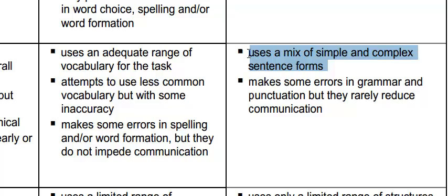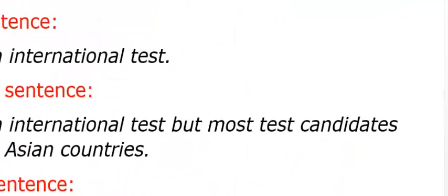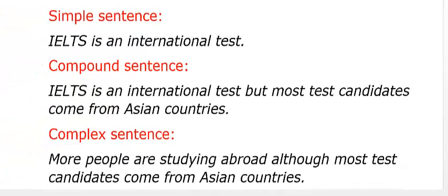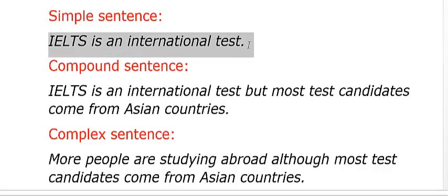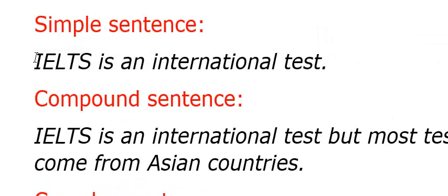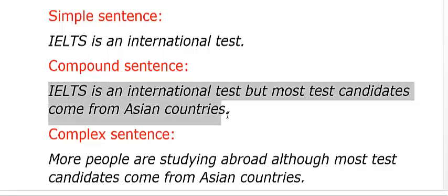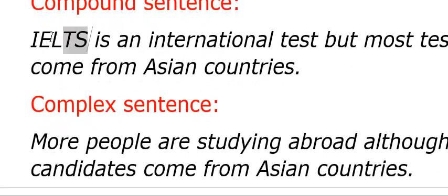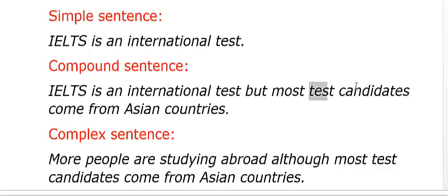Now, before we go on further, I'd like to address a misconception about exactly what simple and complex sentence forms may look like. Probably for most of you, you're thinking a simple sentence is a sentence which looks like this. IELTS is an international test, meaning it has one subject and one verb. Whereas a compound sentence is a sentence that looks like this, meaning it has one subject, IELTS, one verb, is, and then it has one coordinate conjunction, but, linking another subject and another verb.